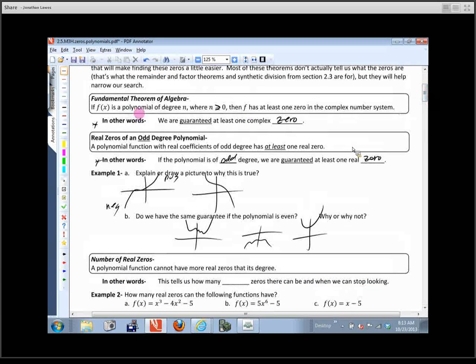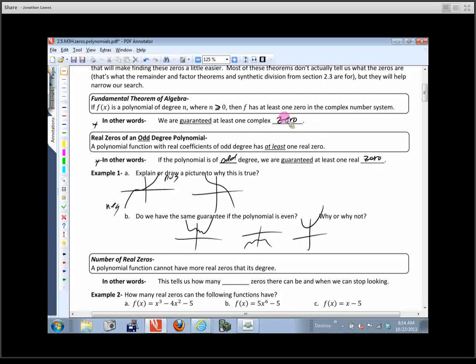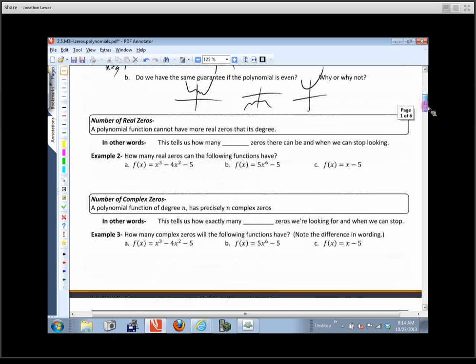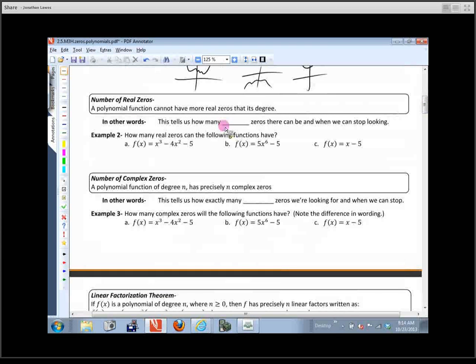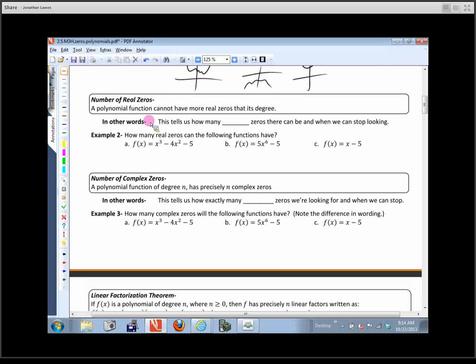Okay, the fundamental theorem here, all that is you can just say, okay, Mr. Laws is not going to give us any polynomials that don't have any answers at all. Okay? If it's odd, we're guaranteed at least one real zero. And then let's restate the number of real zeros. If we know what its degree is, it can't have any more zeros than whatever the degree is. So this tells us how many real zeros there are and when we can stop looking.